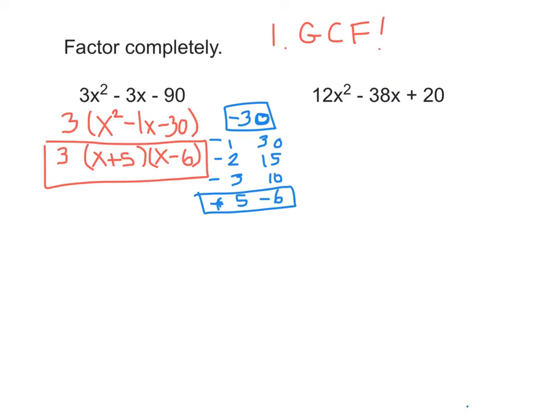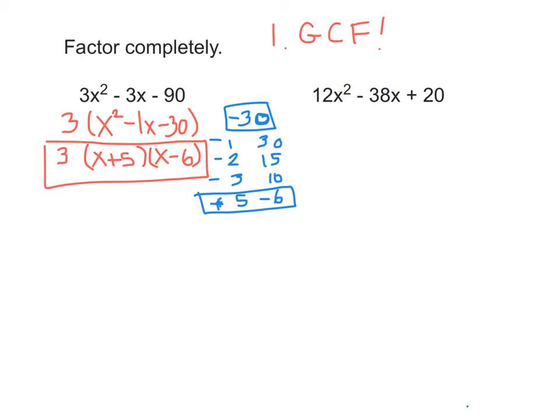All right, and the last example for this video is 12x squared minus 38x plus 20. Again, you don't want to jump right in and start multiplying 12 times 20 and writing that as your magic number out here unless you first check to see if there's a GCF to factor out.